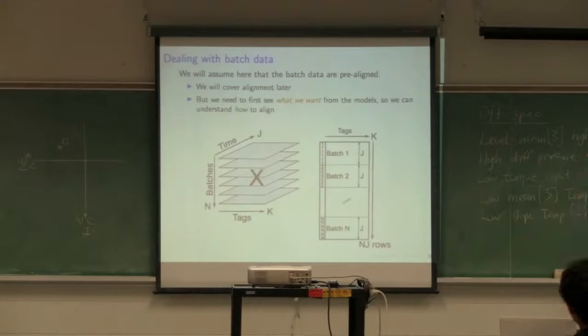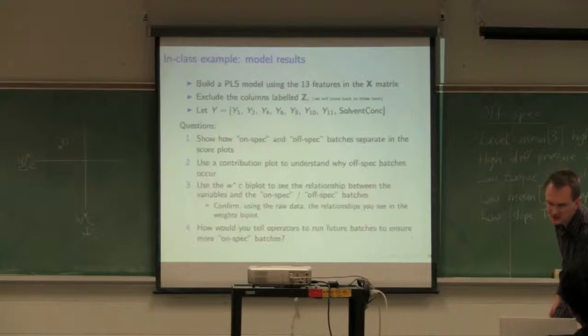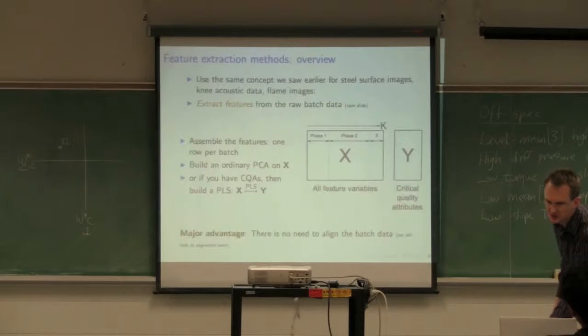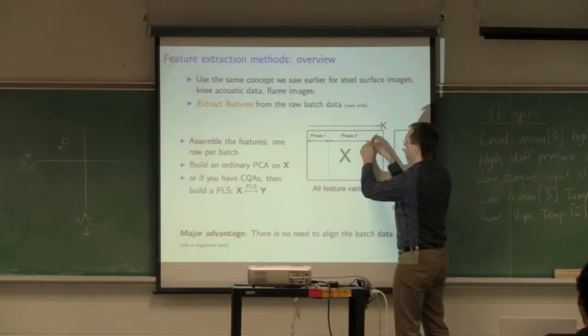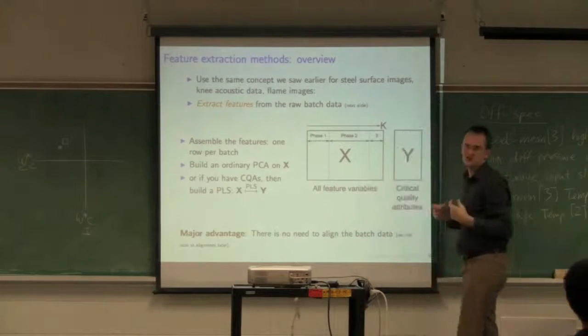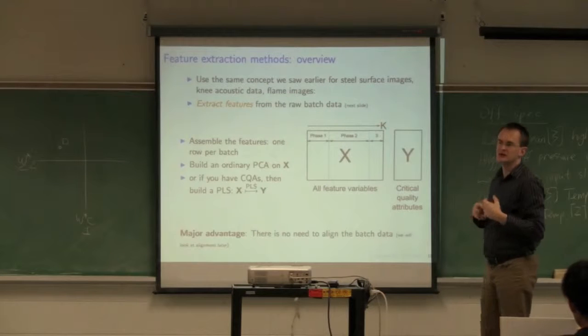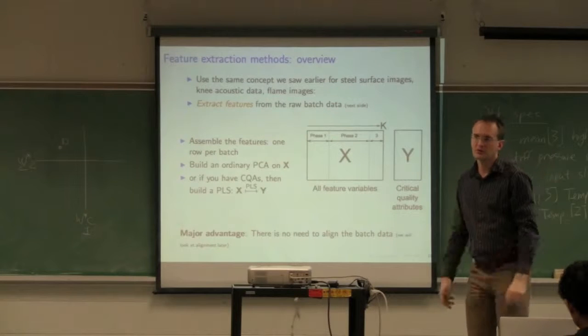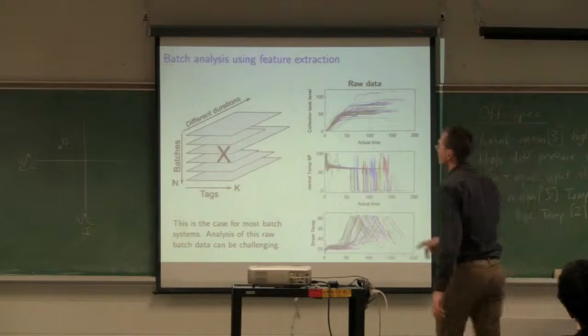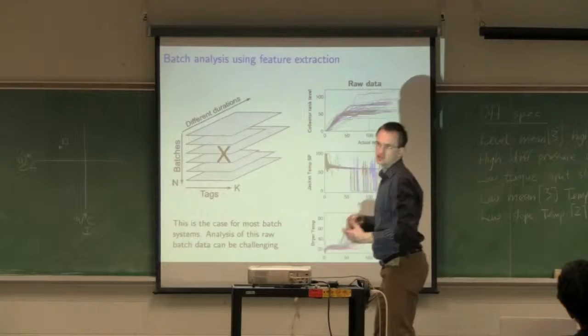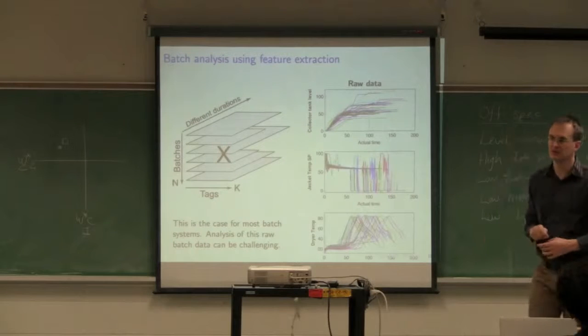Why do you want to consider it as normal data, not batch? Because when you extract those features into this matrix here, this is an ordinary 2D matrix where every row contains the features just for that batch. So it's not 3D data. You've tried to capture and summarize that 3D data cube. You've converted this 3D data cube down to a 2D matrix.